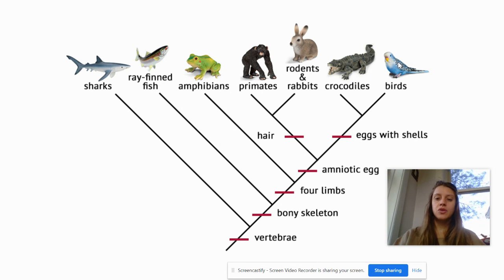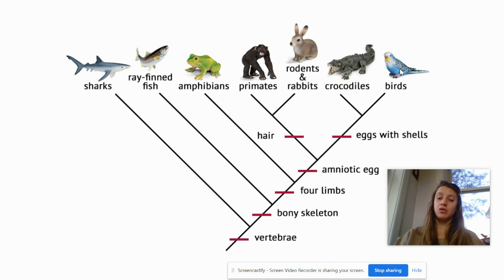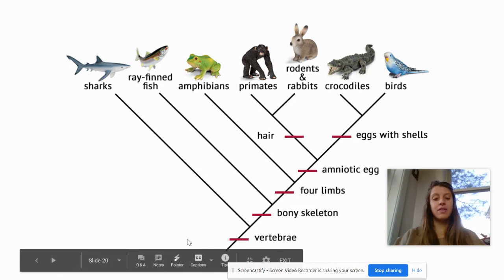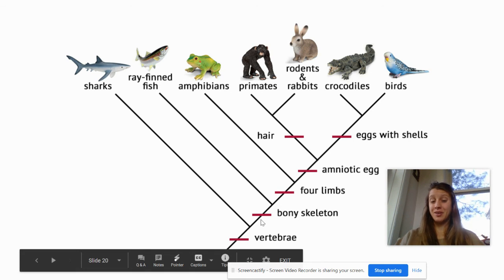If I asked you what traits birds and crocodiles have in common, well, they both have eggs with shells, but they also both have amniotic eggs. They both have 4 limbs. They both have bony skeletons, and they both have vertebrae. They have all of these traits that are leading up to birds and crocodiles. Versus if I asked you what traits sharks and ray-finned fish have in common, well, let's go back. Ray-finned fish have a bony skeleton, but sharks do not. They both have vertebrae, and that's the only thing that ray-finned fish and sharks have in common.